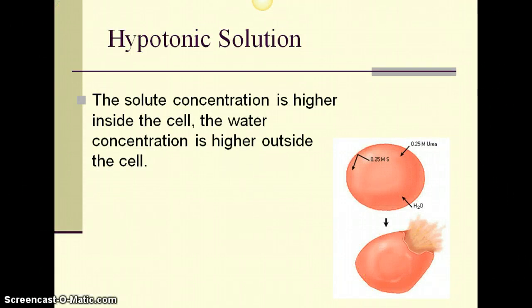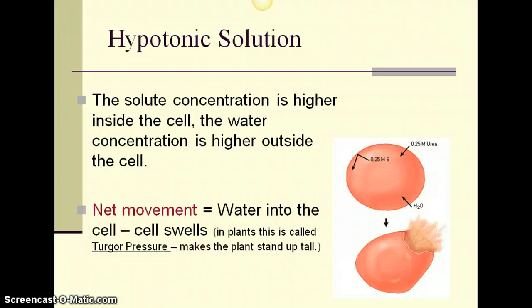Okay, so if we look then at those terms, hypotonic, hypertonic, and isotonic. Hypotonic means that the solute concentration is higher inside the cell. So water is higher outside the cell. And what can happen is that water will rush into the cell trying to even out that concentration. The cell will swell up, and in plants this will be called turgor pressure. It makes the plant stand up tall. It's kind of nice for a plant to have that.